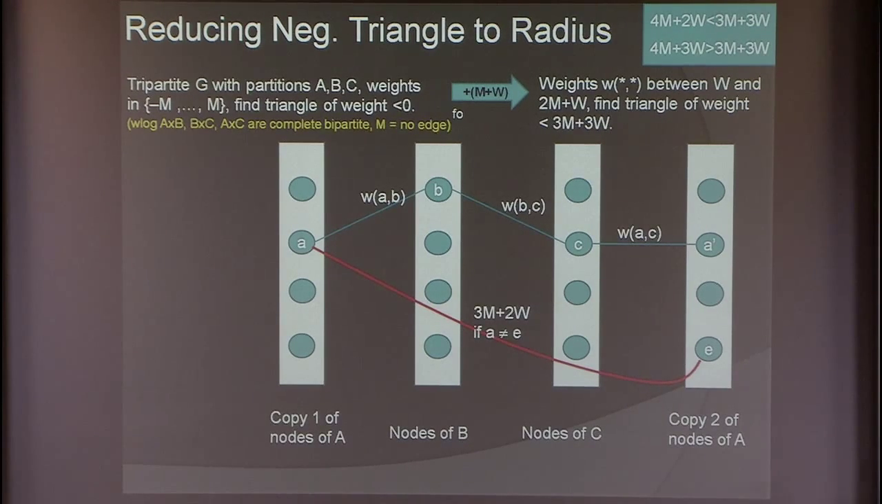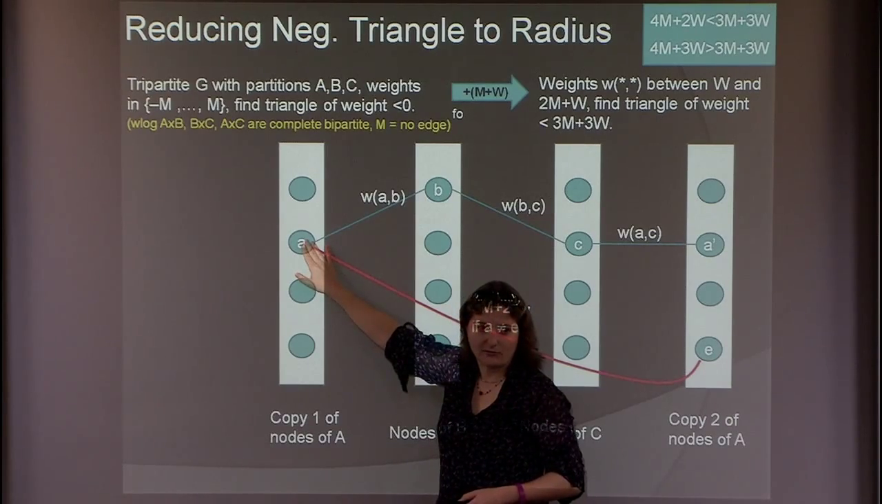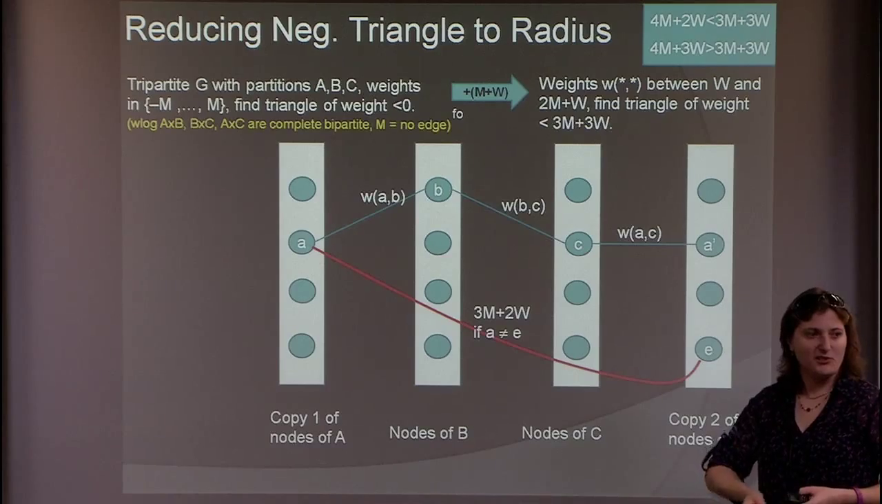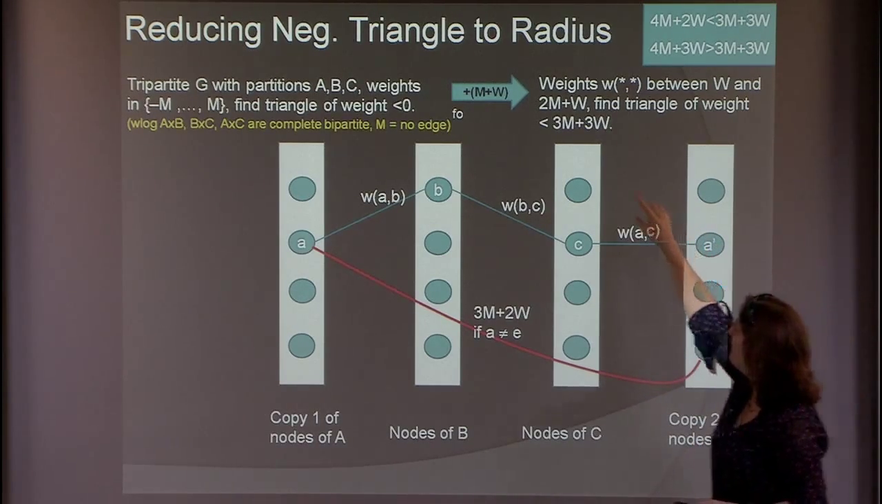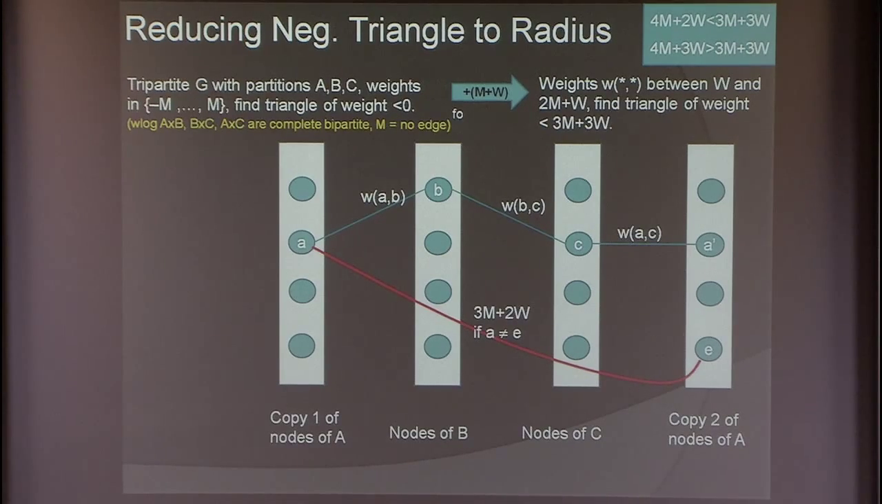And we're trying to get something about the radius, and in order to do that, we'll force the node whose eccentricity is the radius to be on this side. And when we do this, then we'll ensure that the radius is less than this quantity if and only if this node has a negative triangle in the original graph.